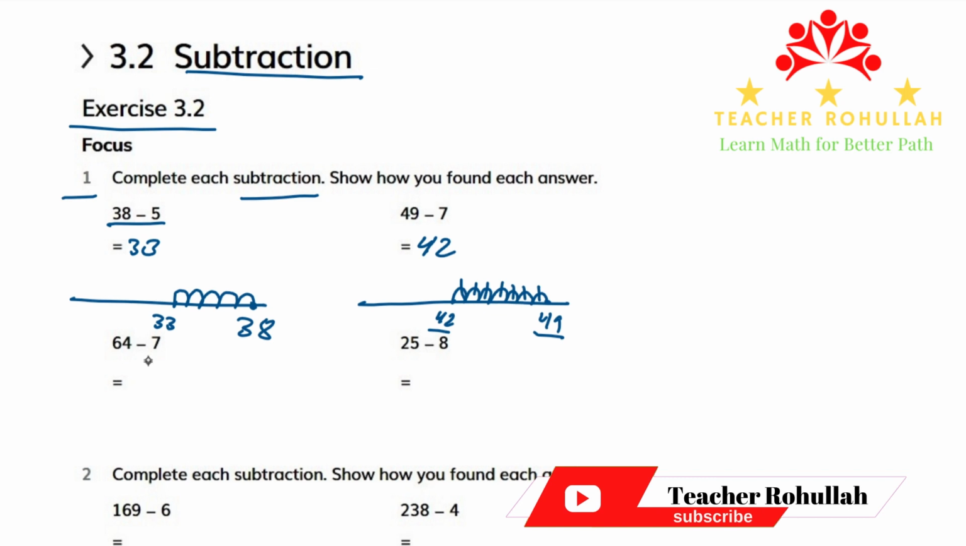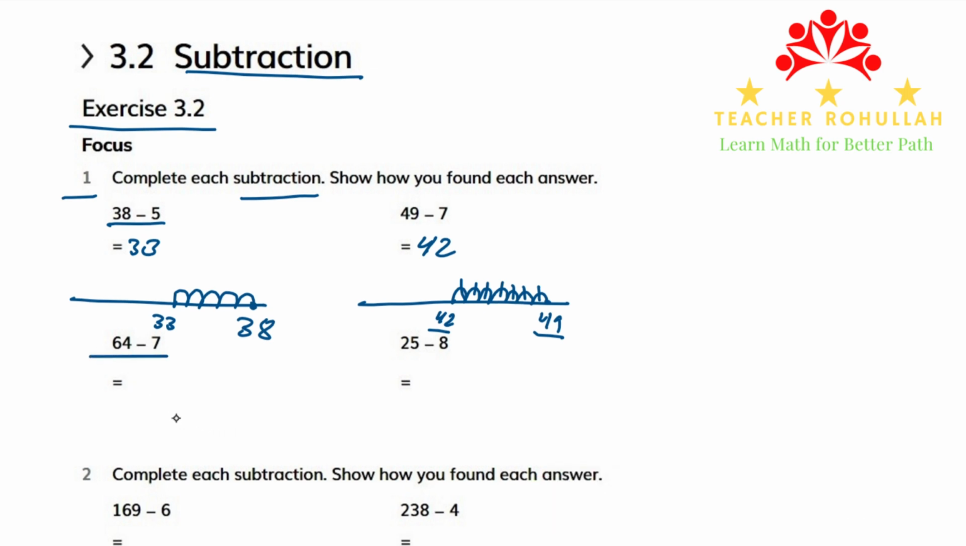The third problem is 64 minus 7. Again, I will draw a line. We say that 64 is at this point. We count back 7 numbers: 64, 63, 62, 61, 60, 59, 58, 57. So 57 is here. How many times did we count back? 1, 2, 3, 4, 5, 6, 7. This means if we subtract 7 from 64, we will get 57.